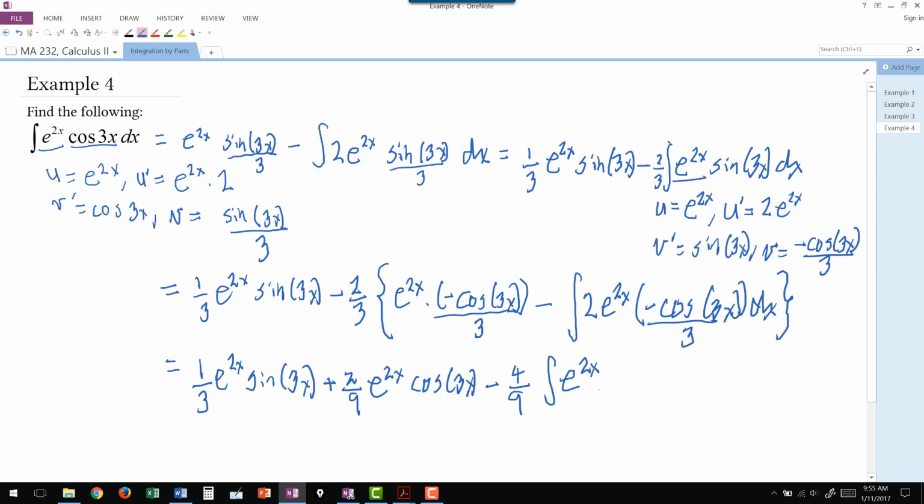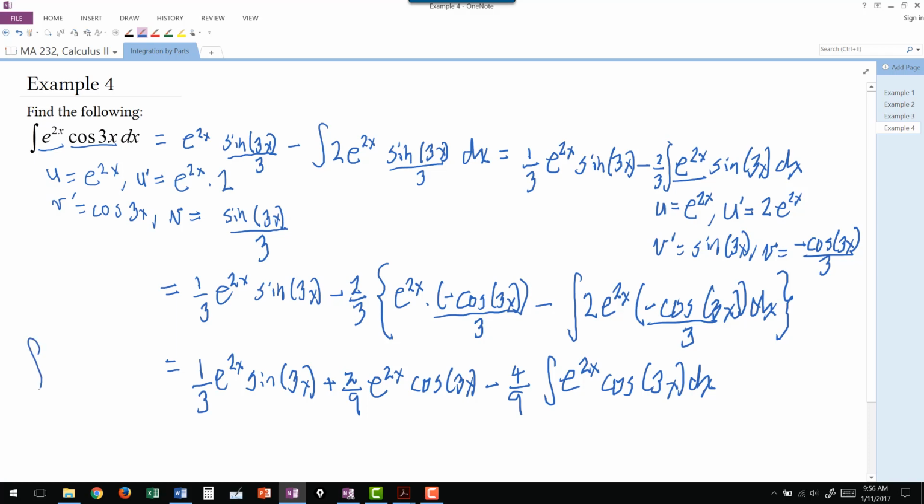times the integral of e to the 2x cosine 3x dx. Now here's where it looks like we have not really done much good. We've done integration by parts twice, and where we've ended up is here with the same integral we started with, e to the 2x cosine 3x. So here's where we actually have to do a little bit of algebra. I'm going to rewrite the original integral on the left.